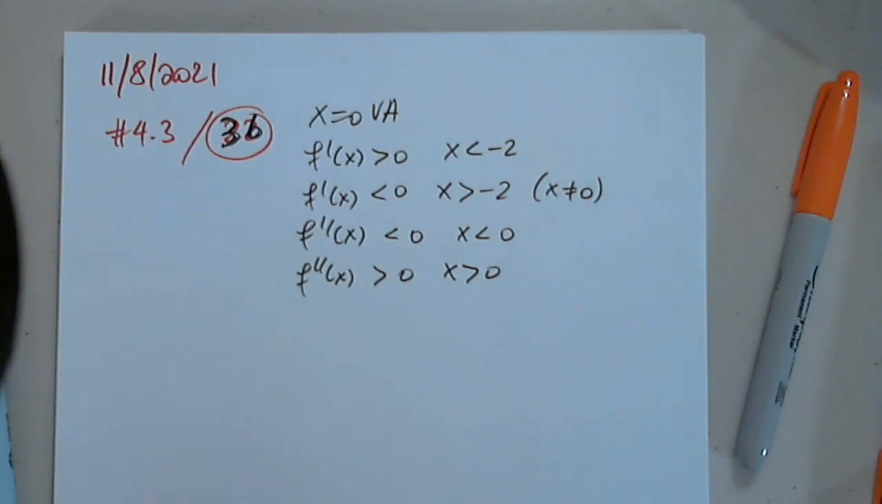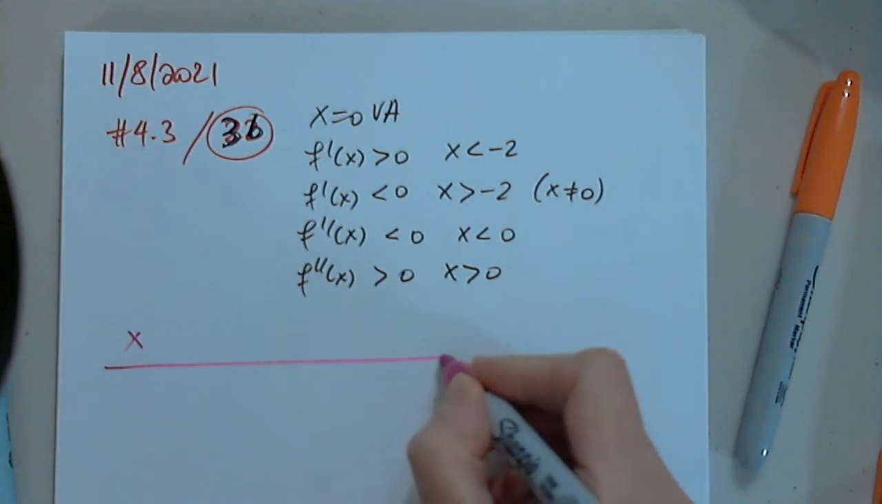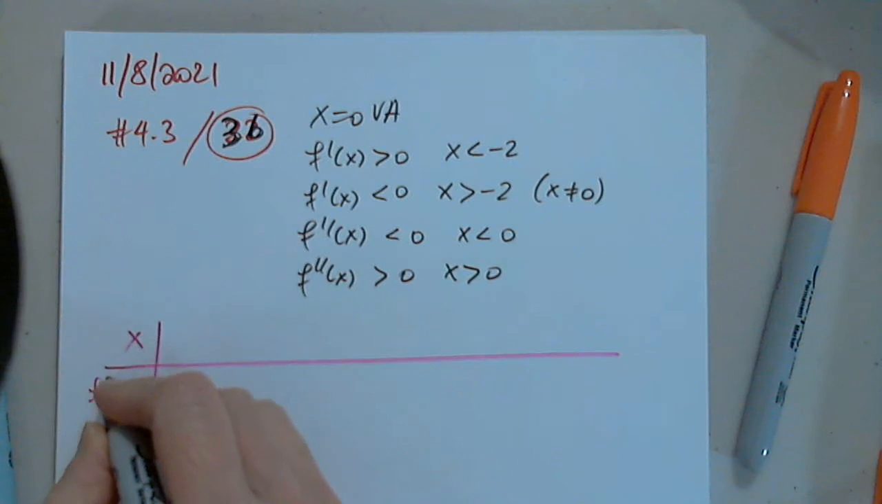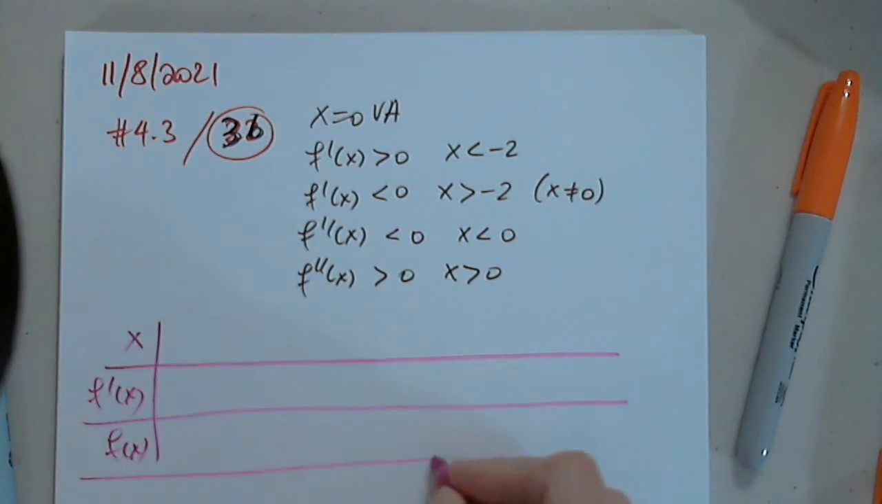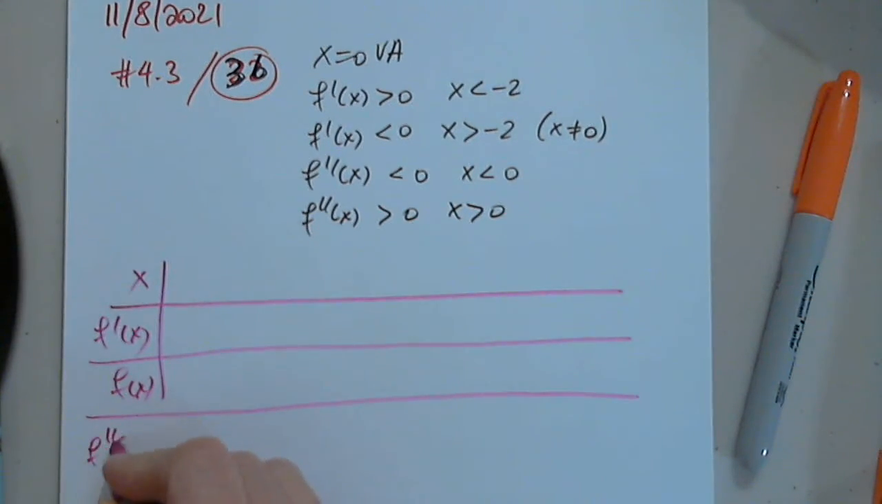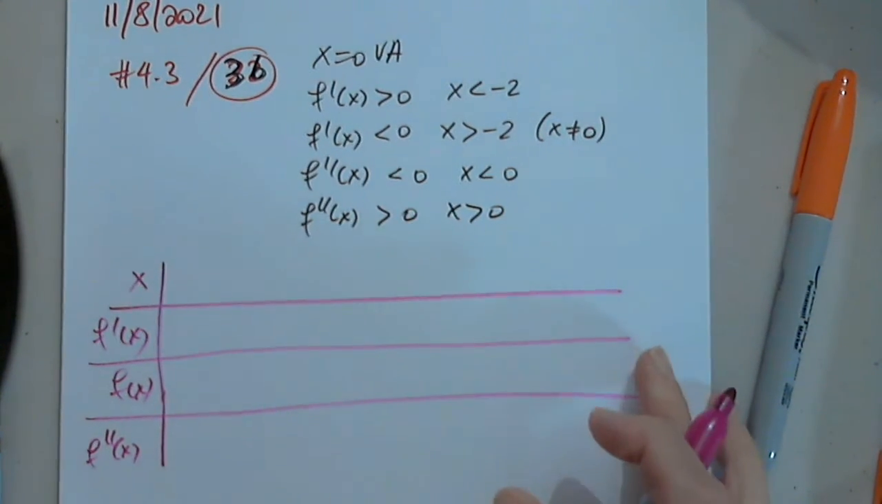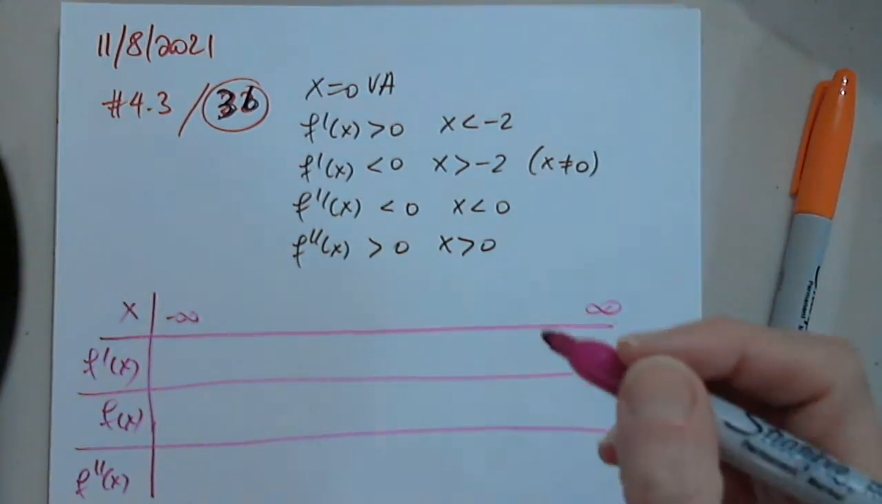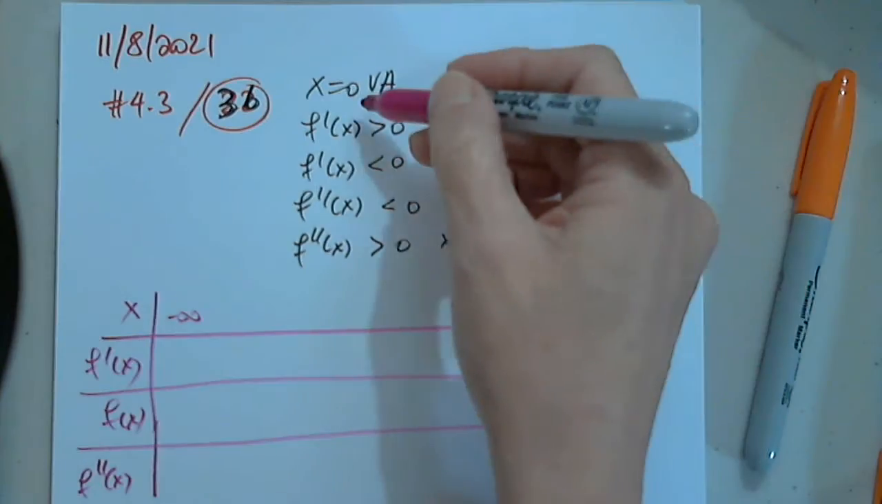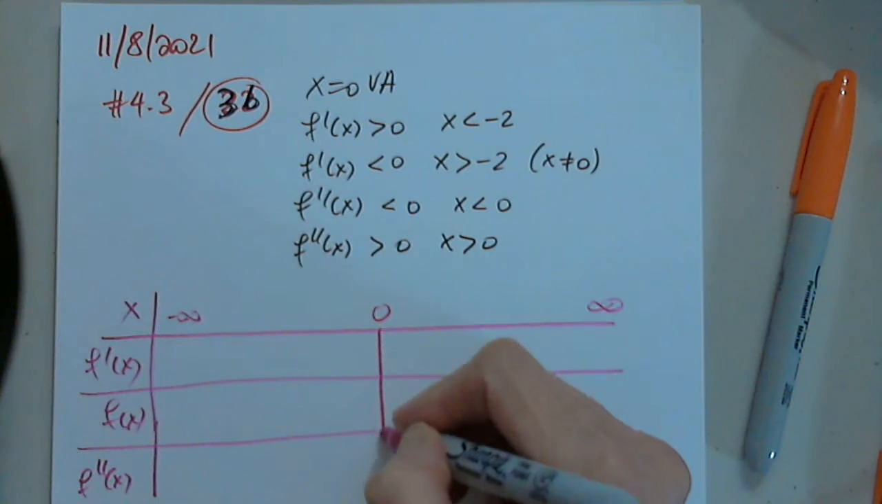As you know, I will organize all this information so I can graph the function. So f prime, f of x, and the second derivative. Stop me anytime if you have questions. So I'm assuming negative infinity to infinity. I'll see in a moment. Obviously, at x equals 0, everything is undefined.